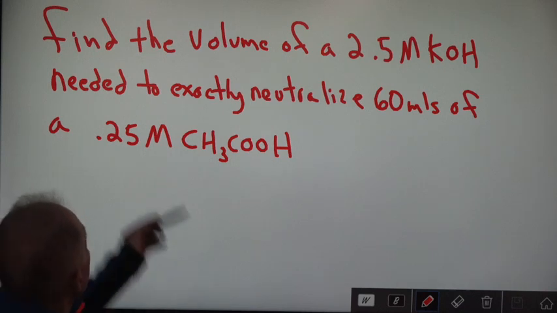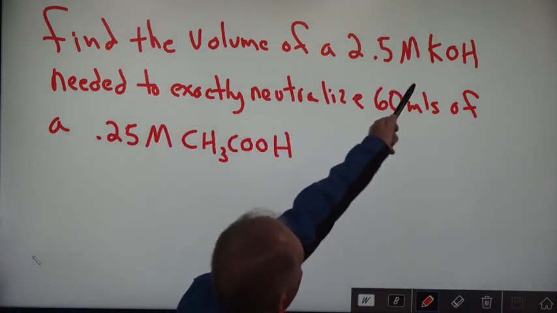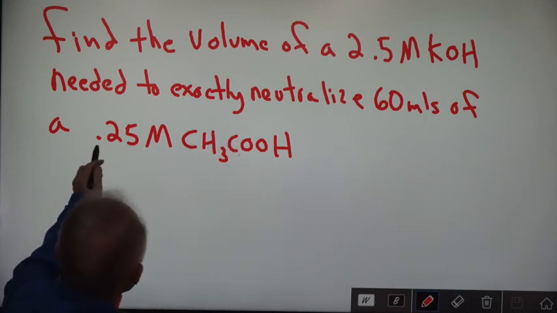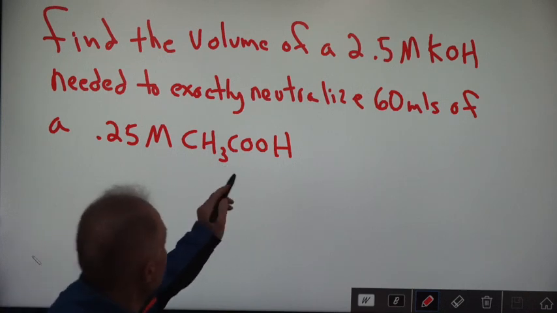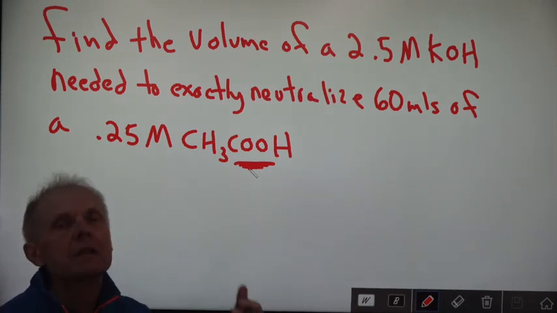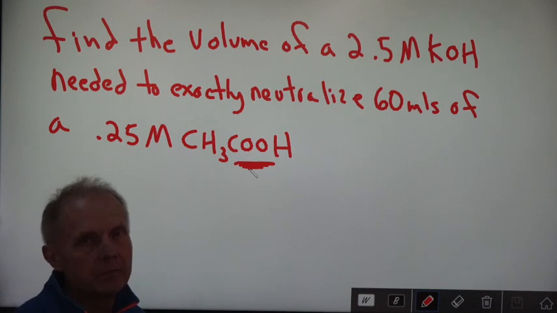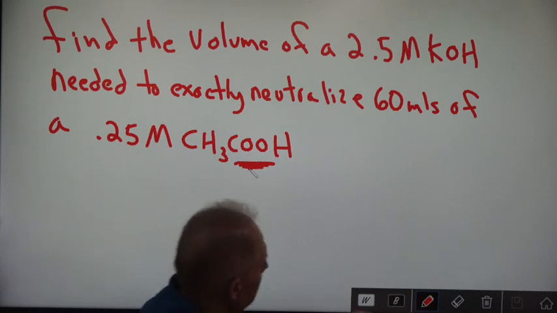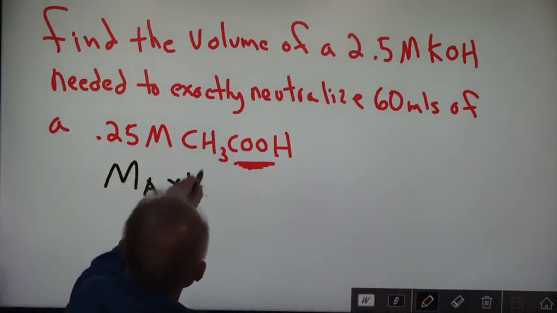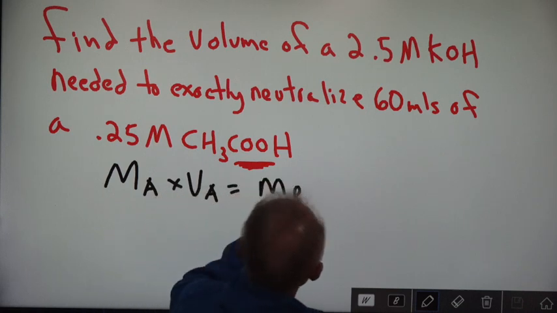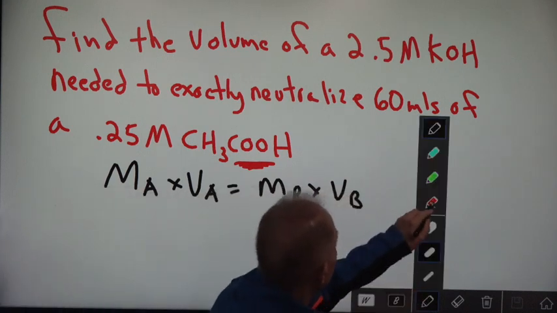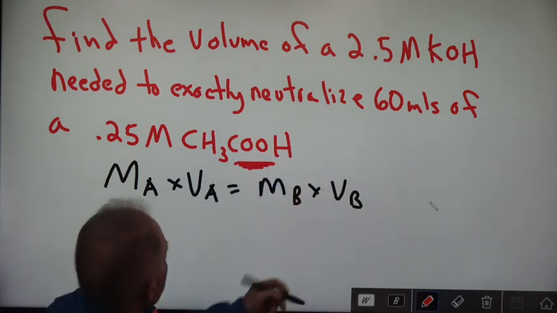Okay, so look, find the volume of a 2.5 molar potassium hydroxide needed to exactly neutralize 60 mils of a 0.25 molar acid, and don't forget that thing, it's got a COO at the end. COO at the end means a weak acid, all right? All right, so now let's set this up. MA times VA equals MB times VB. All right, so what are we looking for? We are looking for the volume of the base.